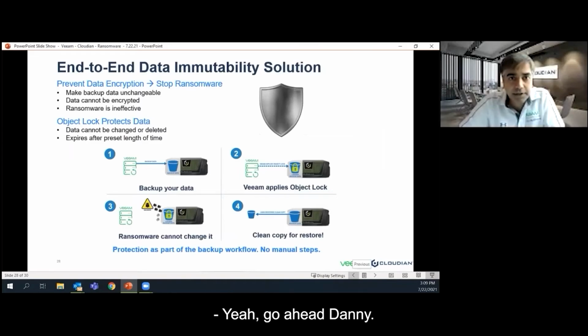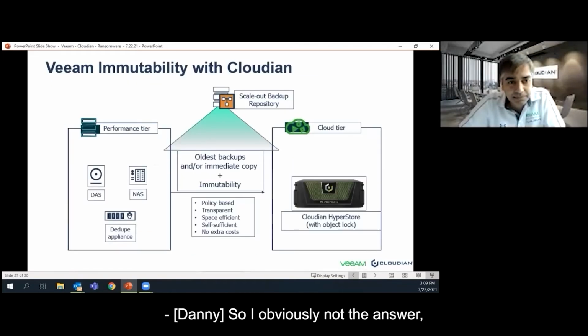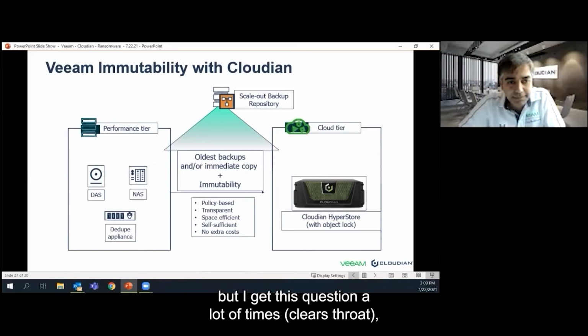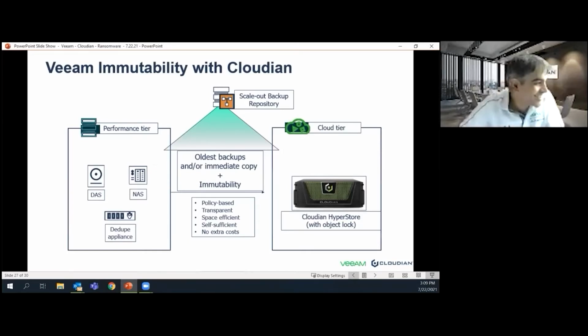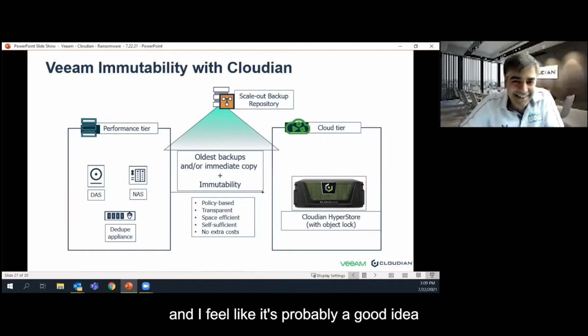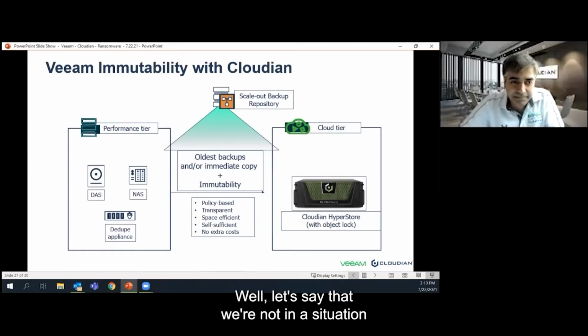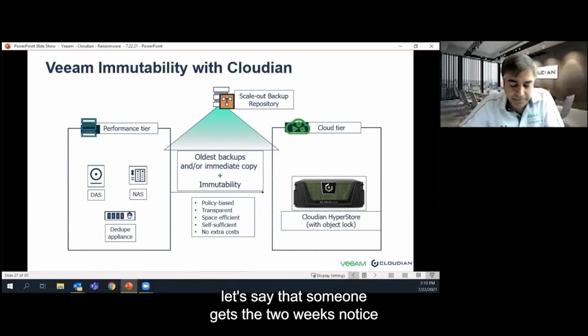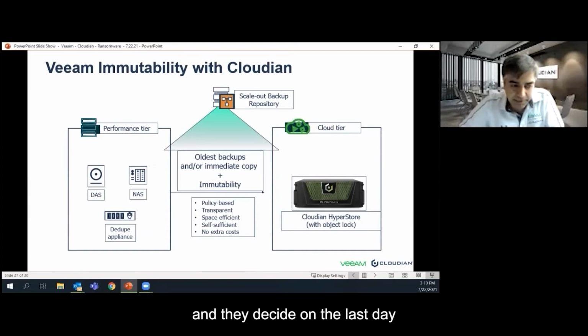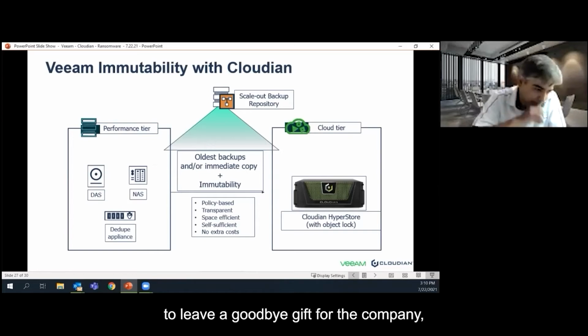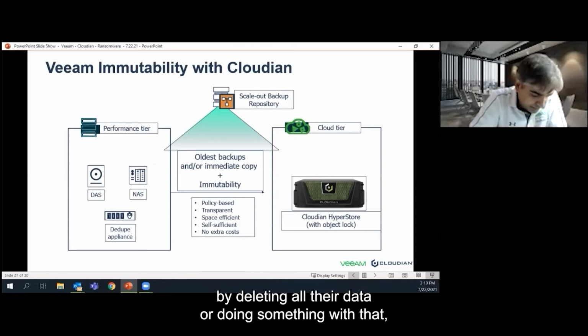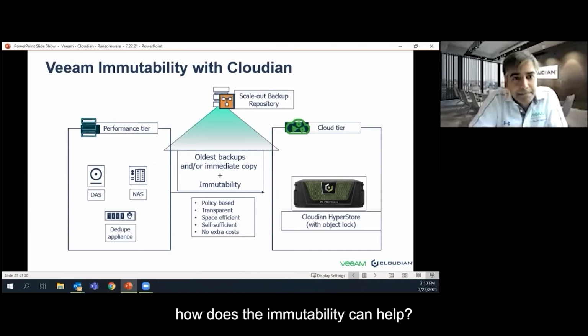Amit, quick question, if you don't mind me asking, on that one slide. Yeah, go ahead, Cloudian. So obviously I know the answer, but I get this question a lot of times, and I feel like it's probably a good idea to ask it for the benefit of the group. Let's say that we're not in a situation where it's an external attack. Let's say that someone gets the 2 weeks notice and they decide on the last day to leave a goodbye gift for the company by deleting all their data or doing something with that. How can immutability help with that?